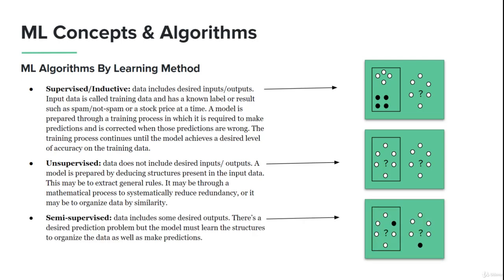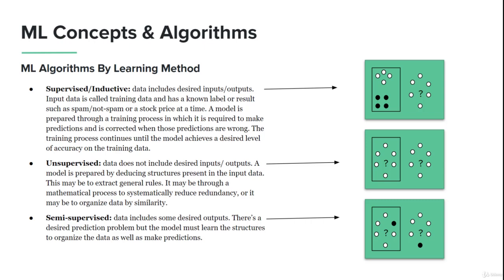And then the semi-supervised. This particular data includes some desired outputs, right? There is a desired prediction problem, but the model must learn the structures to organize the data as well as make predictions. So notice how you have the supervised and then the semi-supervised where you have an output. With the unsupervised, you don't have anything, and so you're using different mathematical formulas and processes to understand what the actual output is going to be, right? Very important to understand the various machine learning methods, right?